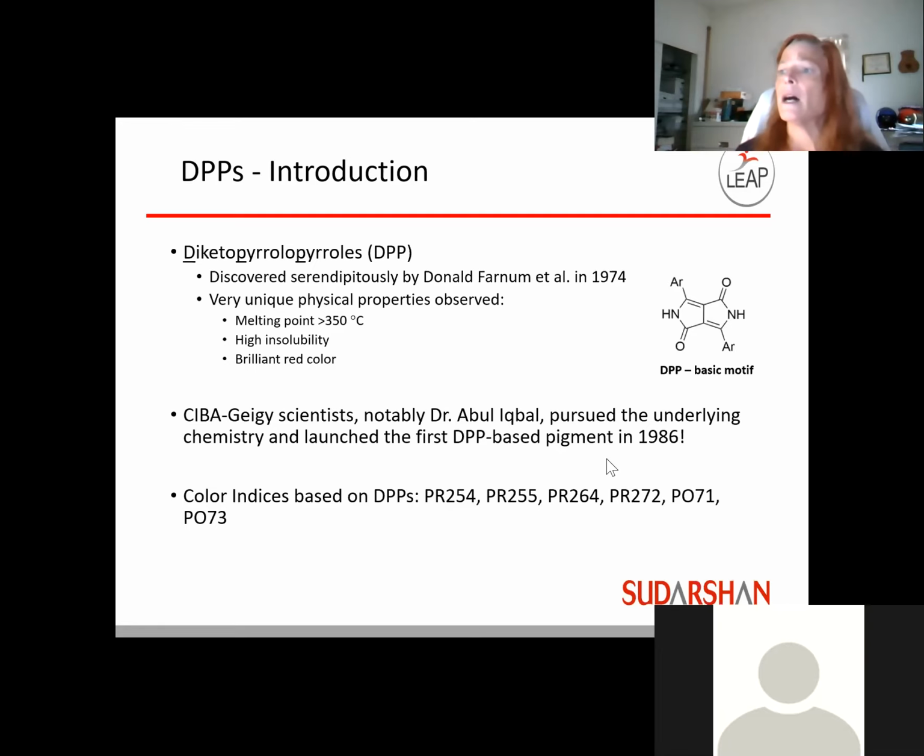And in the color index spaces that are in the DPP chemistry, we have the pigment red 254, the pigment red 255, the red 264 and 272. Also, there are a couple of oranges, the orange 71 and the orange 73 make up the DPP chemistry.